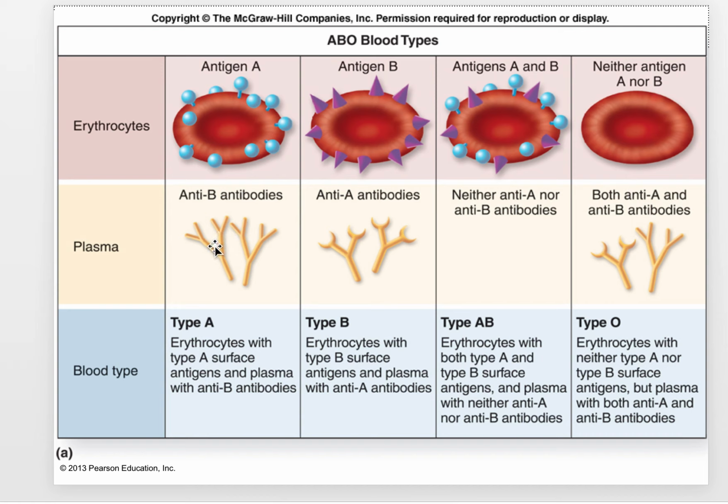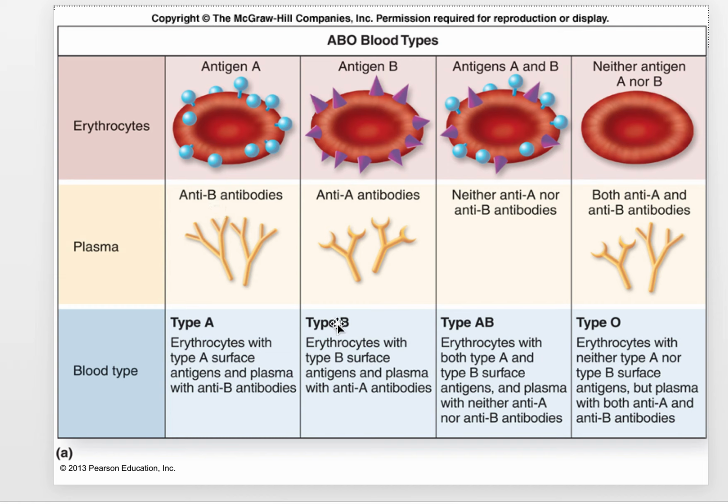Notice these anti-B antibodies do not interact with antigen A antigens. If they did, it would be a self-destruct for the red blood cells. But since your body recognizes your own blood cells as your own, they're not going to want to destroy it. So you have antigen A and anti-B antibodies is what makes up a type A blood type.